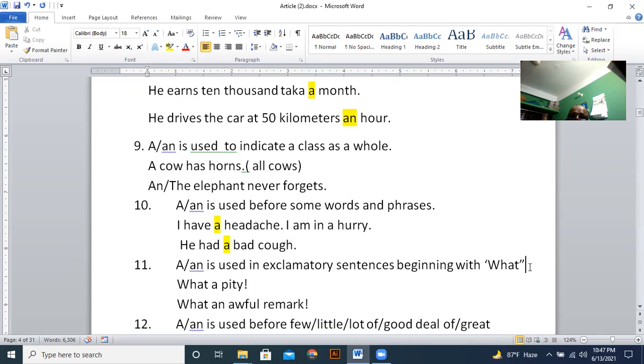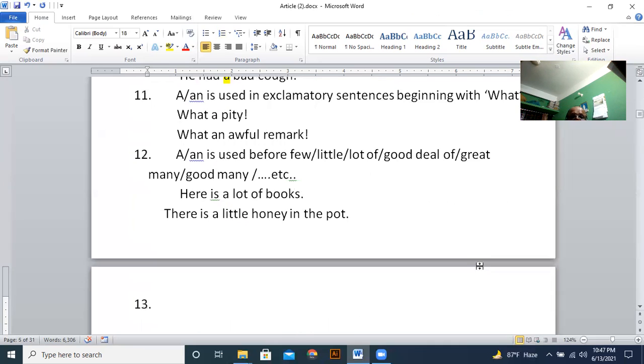Okay. Next, serial number 11. A or an is used in an exclamatory sentence beginning with what. If you find an exclamatory sentence beginning with what, after what you have to use a or an. Now look at the examples. What a pity. What an awful remark. Here a and an are used.